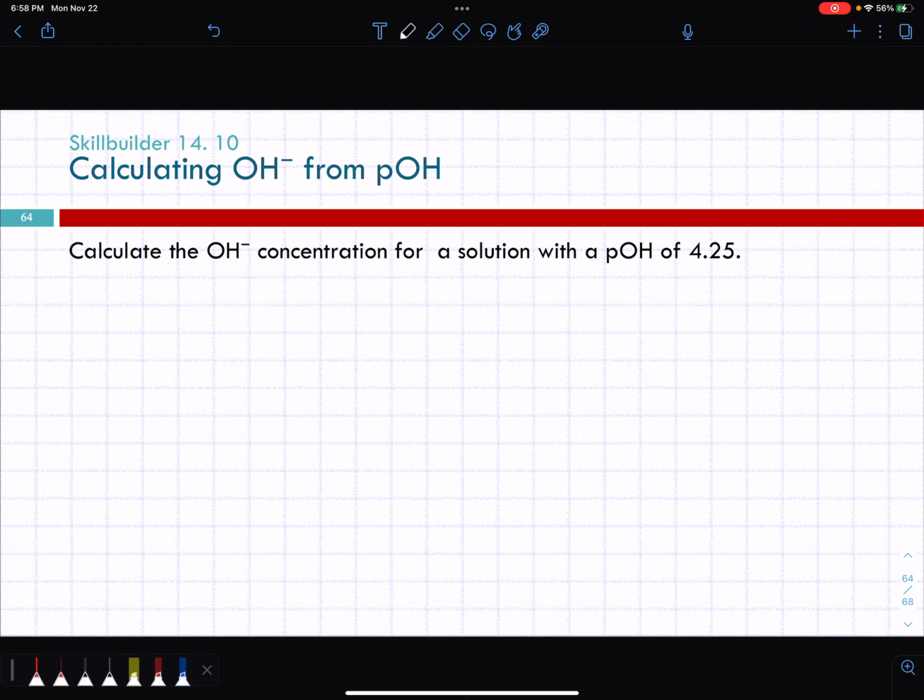So we can calculate the OH minus concentration for a solution with a pOH of 4.25. If we want to go to concentration, it's the same thing as hydronium or H+. We'll just do 10 raised to the negative 4.25, and we'll get a concentration of 5.62 times 10 to the negative 5.